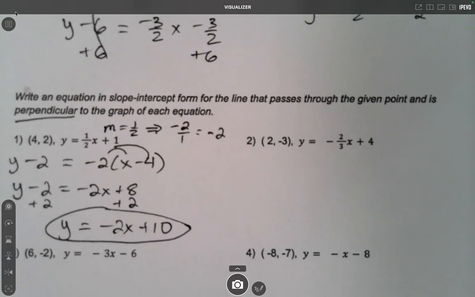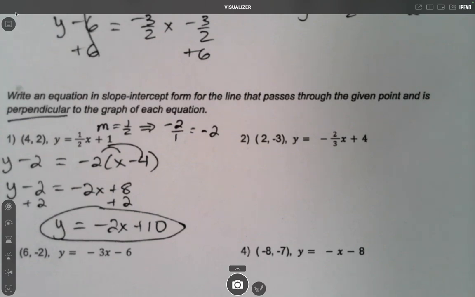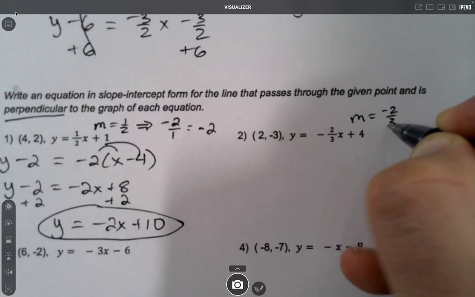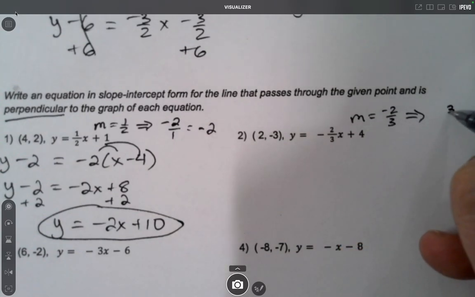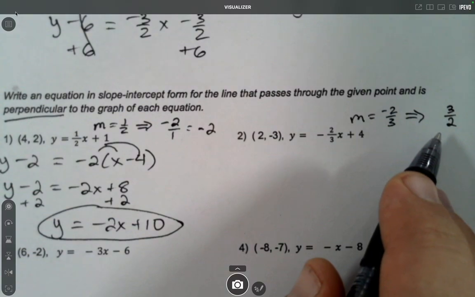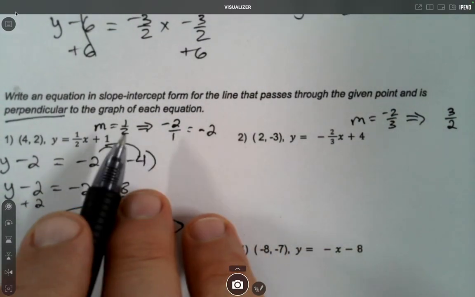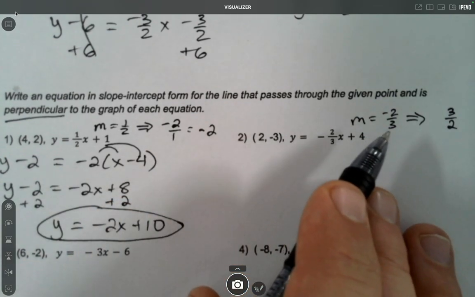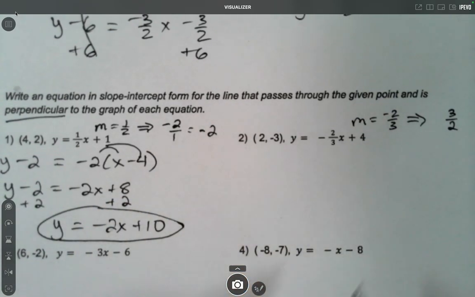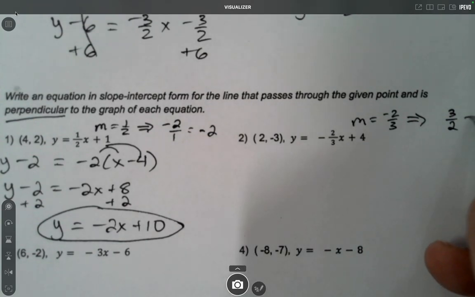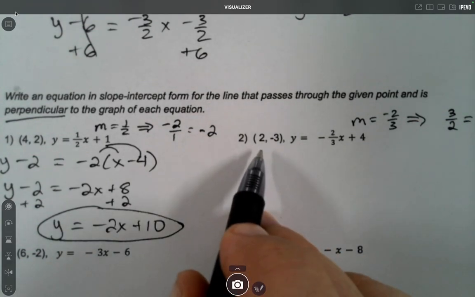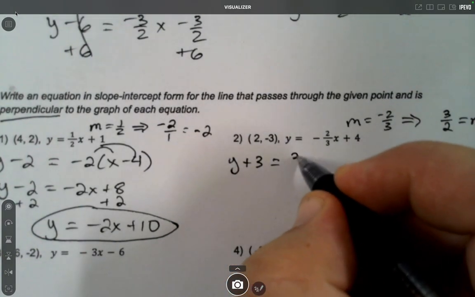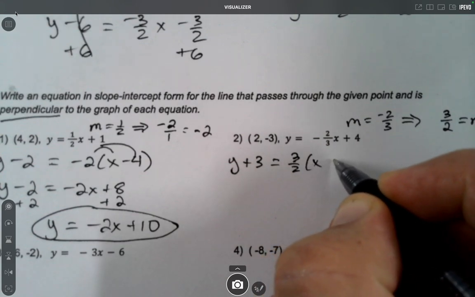Okay, we'll follow the same pattern over here with number 2. The slope of this line is negative 2/3. So we've got to flip that upside down, make it 3/2, and we make it positive because we've got to change the sign. So this one, the original was positive, so the perpendicular was negative. This one, the original was negative, so the perpendicular one is positive. So this is the slope of our new line, and there's our ordered pair. So we would do y plus 3 equals 3/2 times x minus 2.